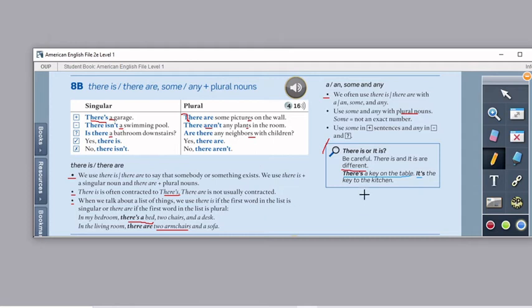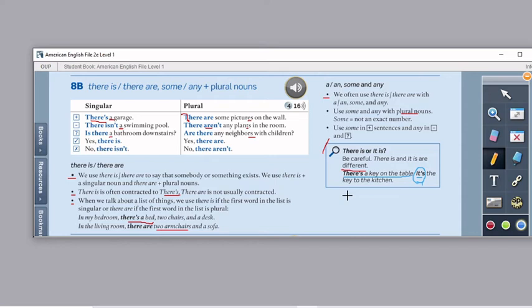There is a key, there is a door, there is a window. You are describing the existence of things. And you use it's to replace, to substitute a noun. It is the key. But you don't mention it because you mentioned it before. It's the key to the kitchen. So one describes the existence, the other substitutes a noun that was previously mentioned. All right?